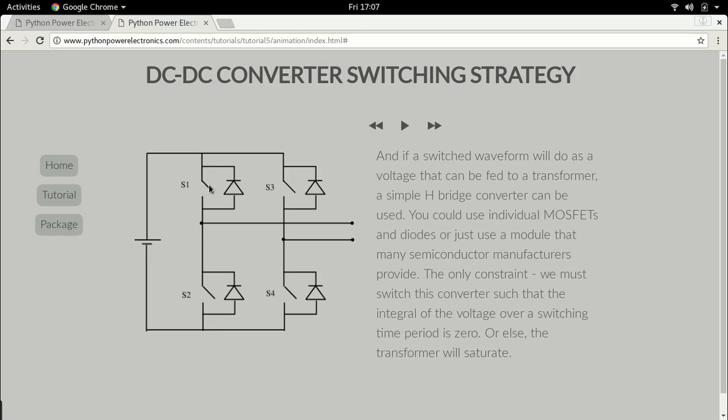So that's number one. Similarly, switches S3 and S4 are complementary, which means when S3 is on, S4 has to be off. When S4 is on, S3 has to be off. So this is a major constraint in this converter. Other switching control strategies are okay. So with this, let's move on.